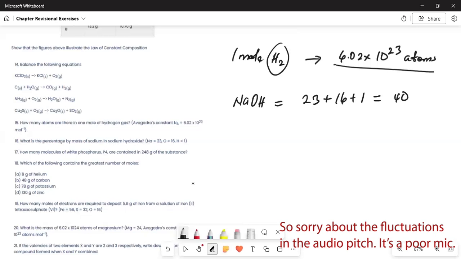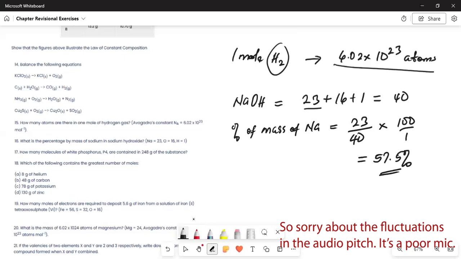Now, out of this 40, what is the mass of sodium? The mass of sodium is 23. Therefore, percentage by mass of sodium is equal to 23, the mass of sodium, divided by the relative molecular mass of sodium hydroxide, multiplied by 100. Now, 23 divided by 40, then times 100, 57.5.